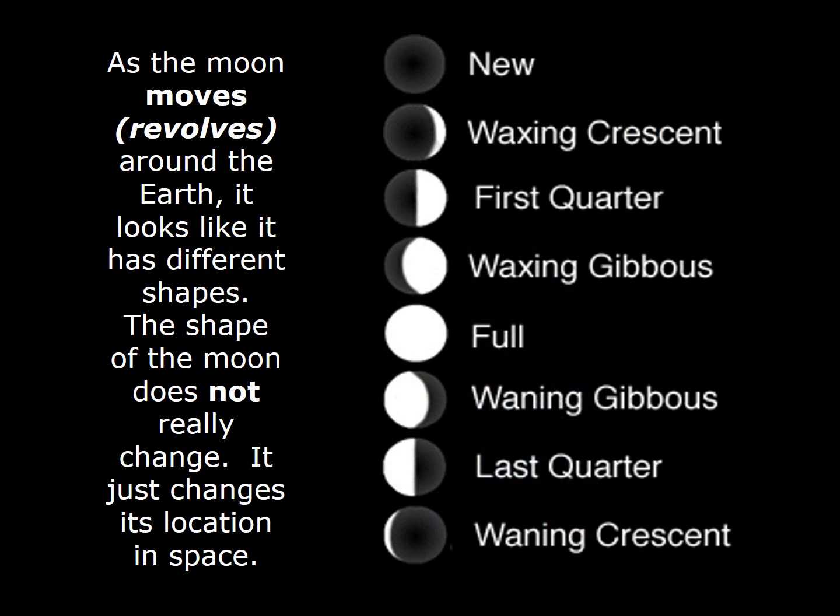As the moon moves or revolves around the Earth, it looks like it has different shapes. The shape of the moon does not really change. It just changes its location in space in relation to the Earth. It means the phases we see are just which space the moon is in.